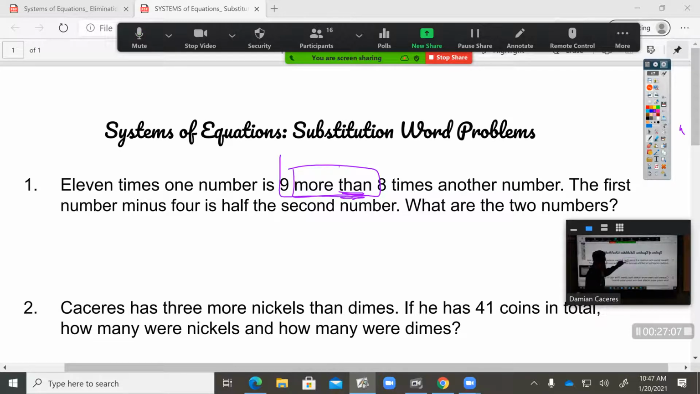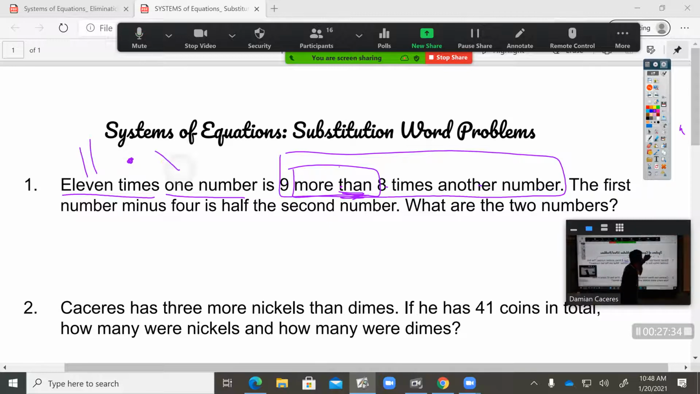So, this is what has the word more than in it. 9 more than 8 times a number. So I know when I write that as my answer, the 9 is going to be after the 8 times a number. I have to switch the order on that part. So let's begin. 11 times one number. Let's call it x.